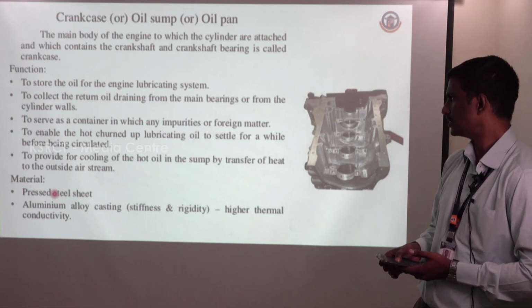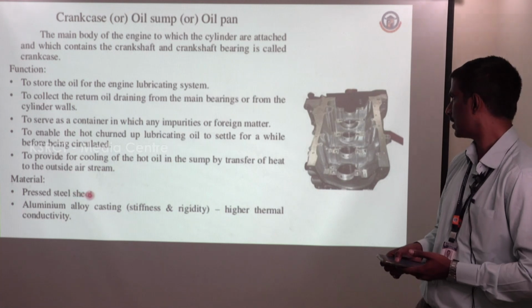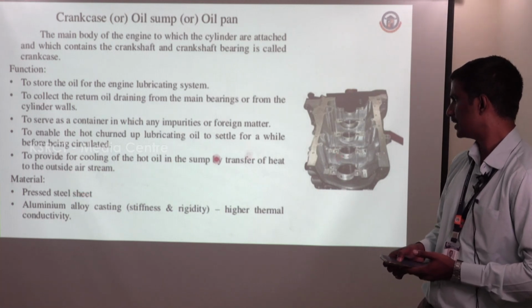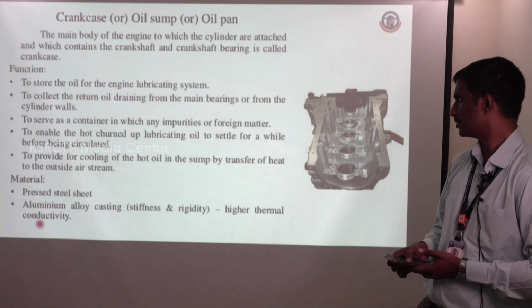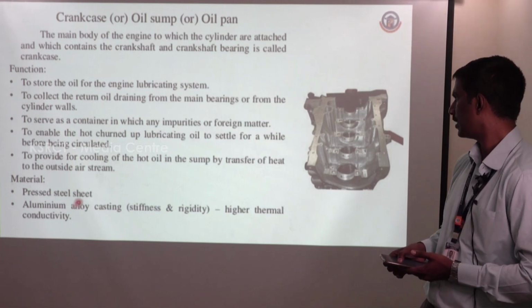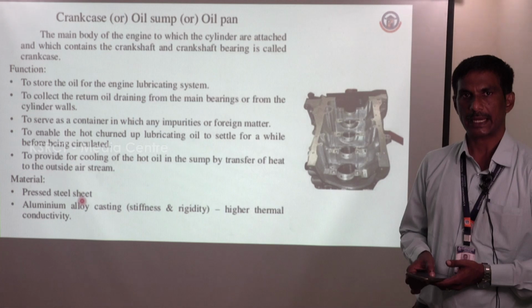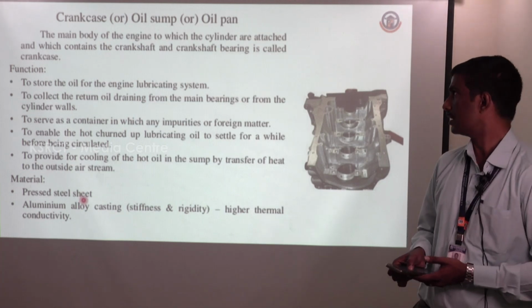So next, what are the materials we are using for making the crankcase? It is called pressed steel sheet and aluminum alloy casting. So these are the materials we are using for making the crankcase or oil pan.